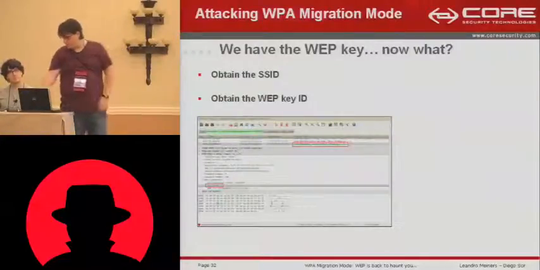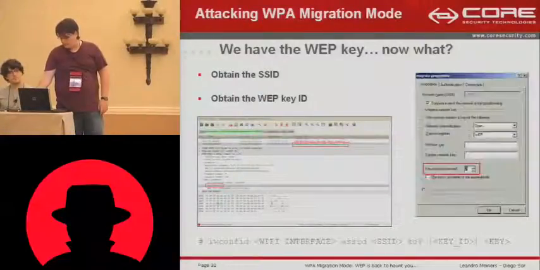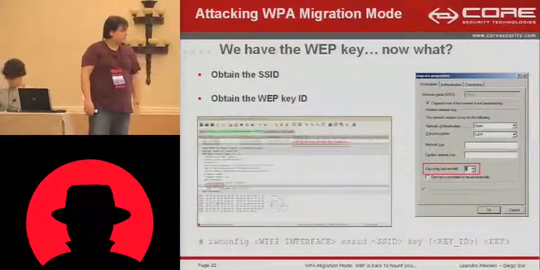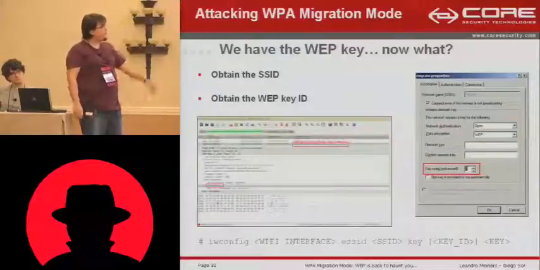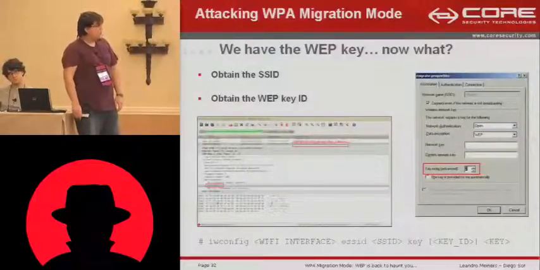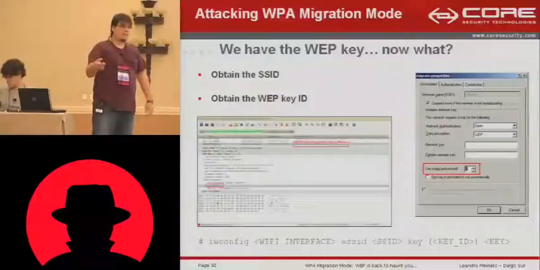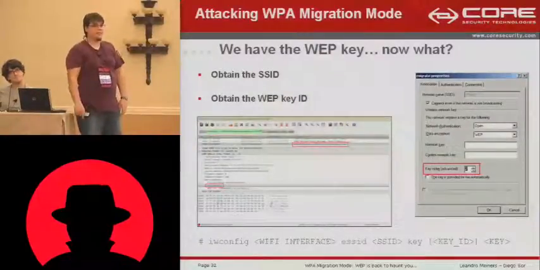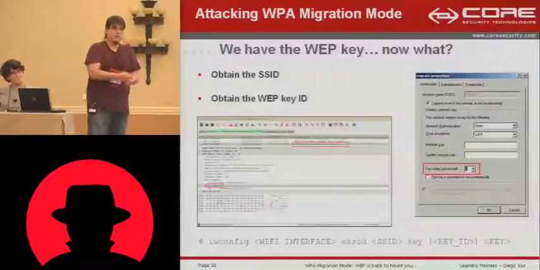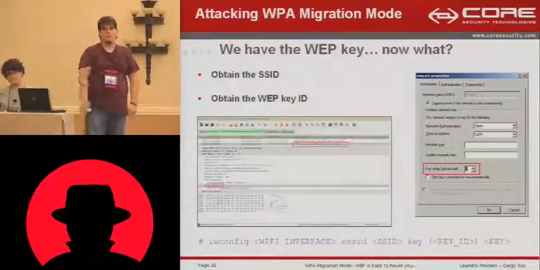And so if you try to join this AP using WEP, you're going to have to, in Linux, specify the key ID in the iwconfig command, or in Windows, you have to add the network and then manually by hand go to the advanced options to set the correct key index, because if not, even though you have the correct WEP key, you're not going to be able to join the network.